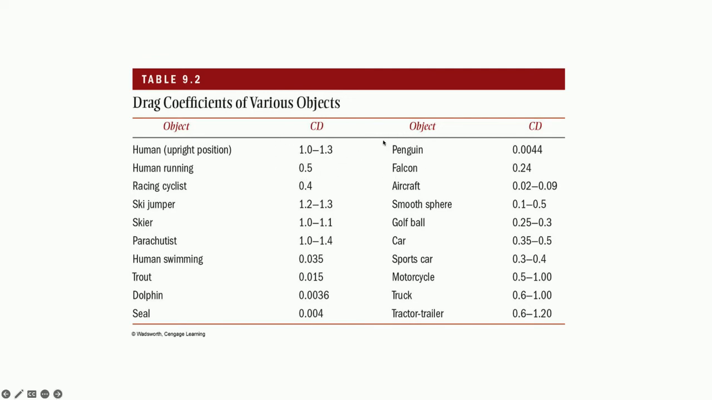We've also got a penguin, pretty low drag coefficient. So it all depends on not only the area of the object, but also the material. For example, the penguin will have the slippery feathers or whatever. All right, so they're the sort of drag coefficients.